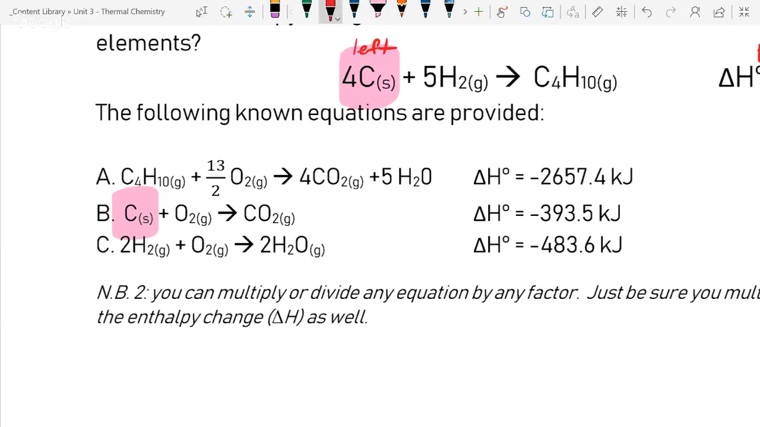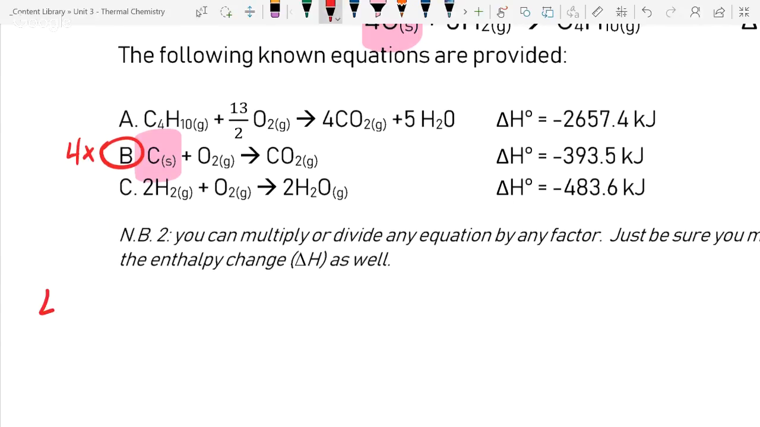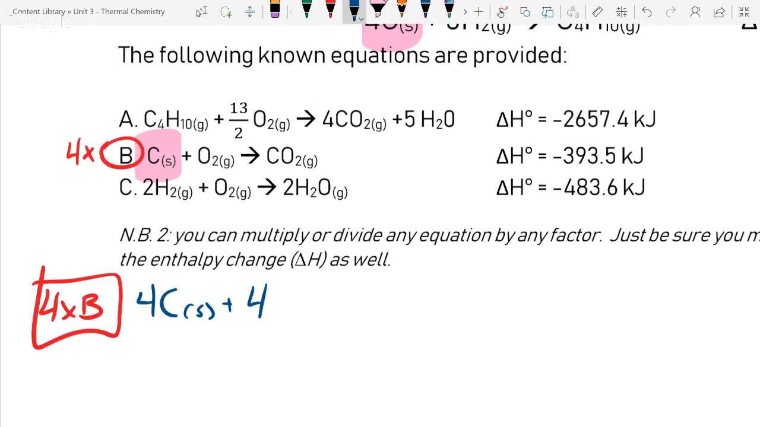So what do I have to do with this? I have to multiply it by 4, which means everything is going to be quadruple. I will now have 4 carbons, 4 oxygens, 4 carbon dioxides, and my delta H is going to be this times 4. So let's go ahead and write this down and just get it out of the way. 4 times B: 4 carbons plus 4 oxygens yields 4 CO2. We don't typically put the 2 in brackets.